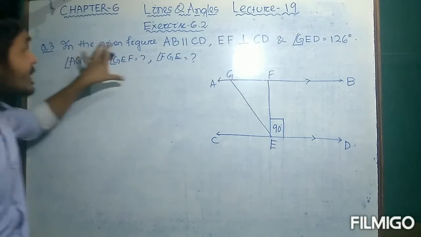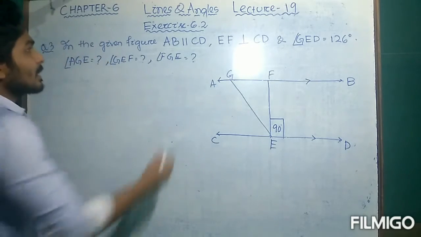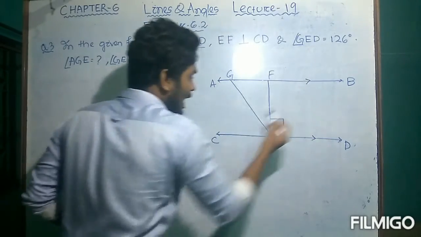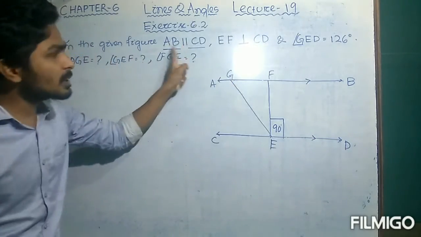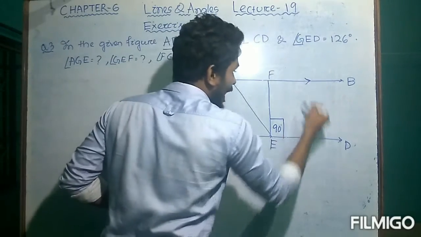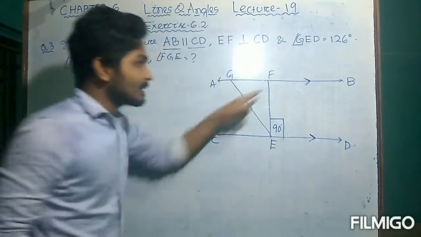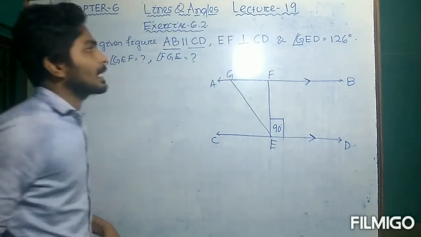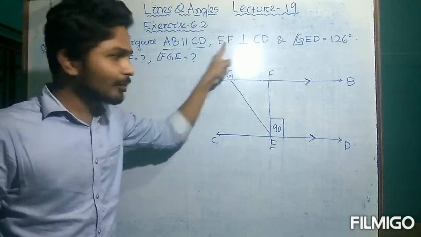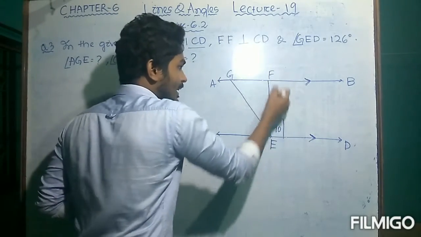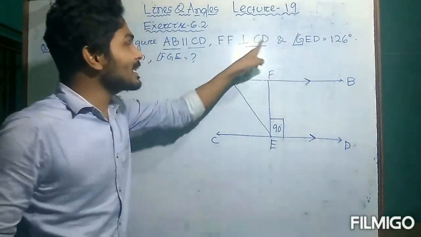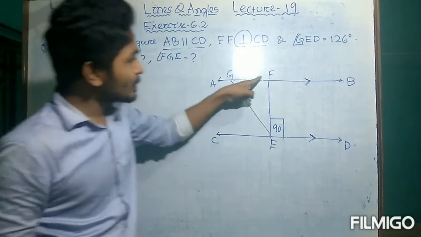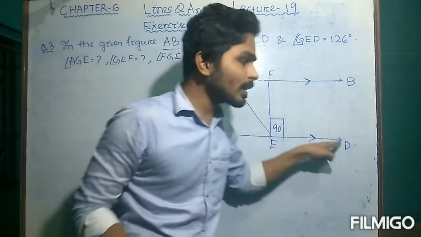For the first question it is given that in the following figure, line AB is parallel to line CD. As you can see, there are two lines AB and CD, and according to the question both the lines are parallel. That is why I have drawn a symbol like this. This is the symbol for parallel lines. And the line EF is perpendicular to CD. This is the symbol for perpendicular.